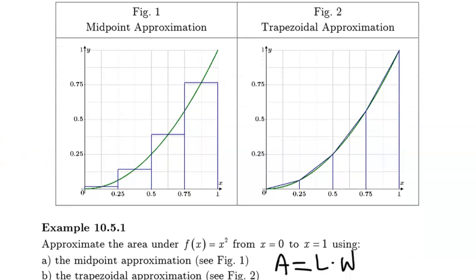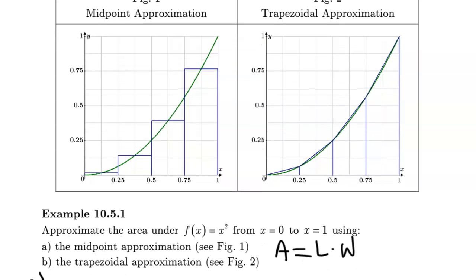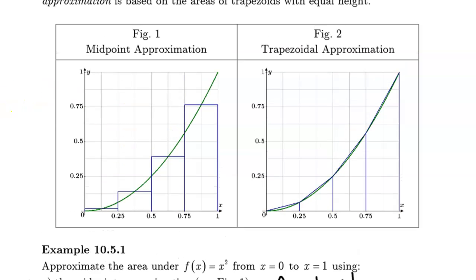So let's get started. In example 10.5.1 we are to approximate the area underneath the curve f of x equals x squared, which is this green one right here. And what we're going to do is estimate it by figuring out the areas of these rectangles. Now, here's where you can see why it's called the midpoint approximation. It's because the heights of these rectangles are determined by the function at the midpoint of the base, right? So we've got the midpoint of the base right here, the midpoint of the base of this rectangle is right here, and right here for the fourth rectangle.